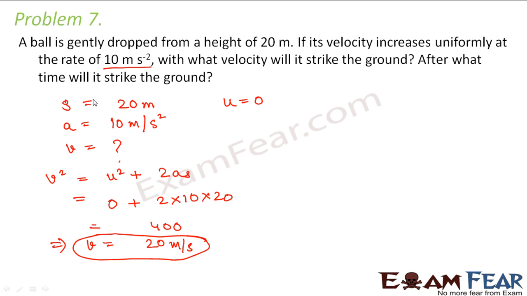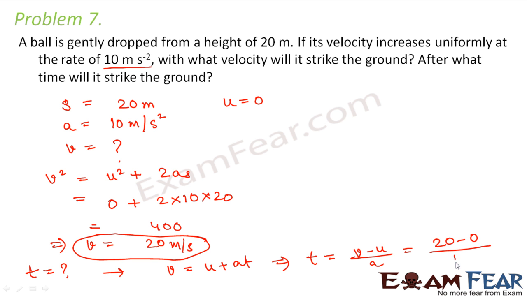Now next part, after what time will it strike the ground? So we have to find out the time. In order to find out the time, we'll make use of the first equation, which is v is equal to u plus at. So t becomes equal to v minus u by a, that is equal to 20 minus 0 divided by 10. So this is equal to 2 seconds. So after 2 seconds, the ball will strike the ground.